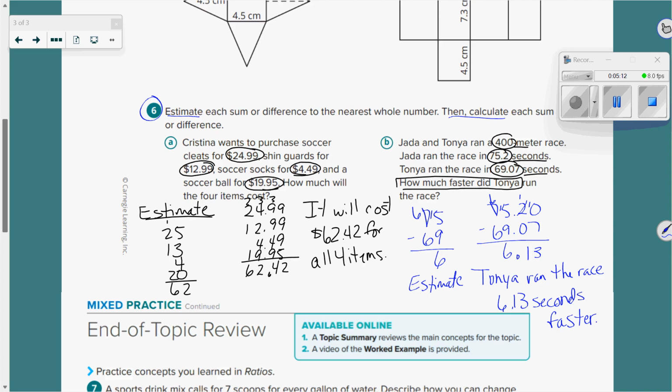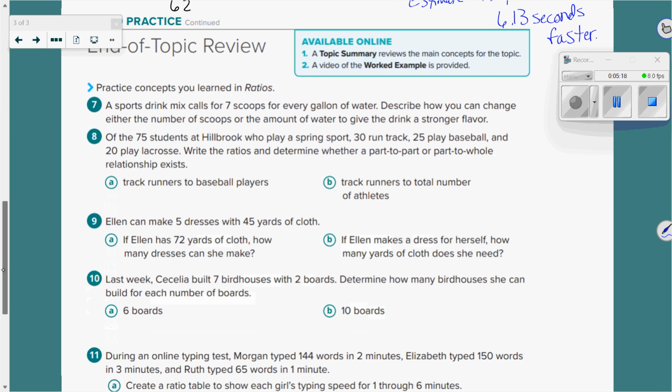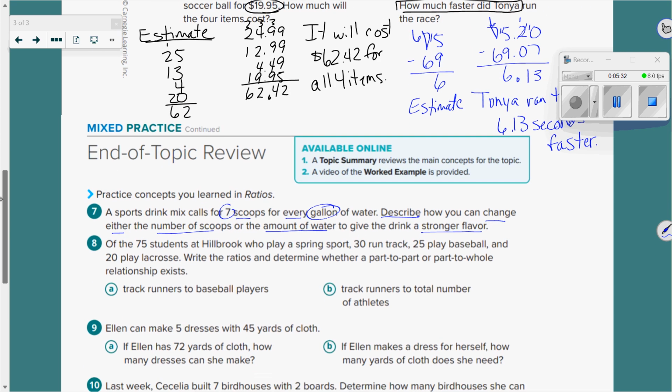Questions on either of those? Remember, there are two parts to both of those questions, estimate and actual calculation. A sports drink calls for 7 scoops for every gallon of water. Describe how you can change either the number of scoops or the amount of water to get the drink a stronger flavor. You've got a couple different options. I would recommend doing both.